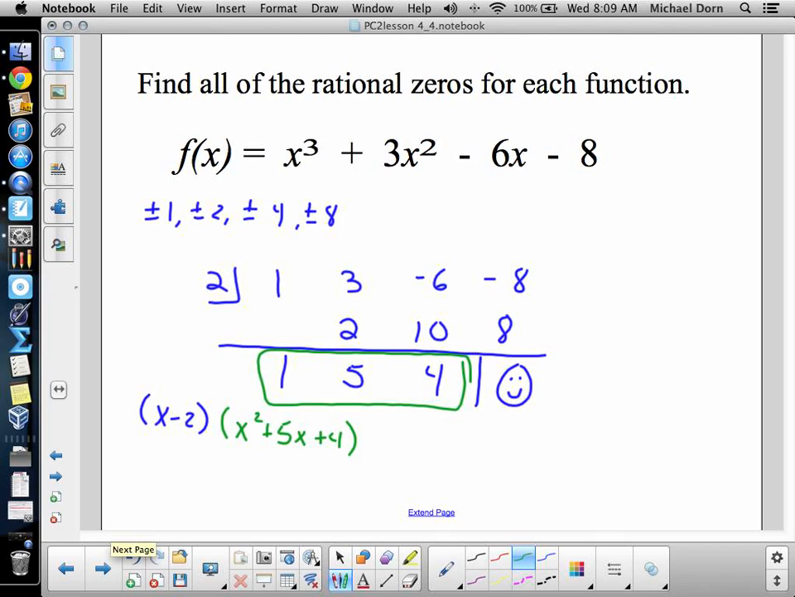This is the factorization of that. Okay? If I factor this polynomial, this is how we would start. And these coefficients are coming from the results of my synthetic division. And then I just factor this further if I need to. So that would be x plus 4, x plus 1, because that factors nicely. So my roots are actually at 2, negative 4, and negative 1. And we're done.